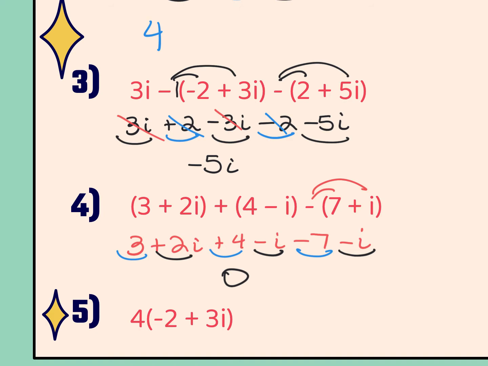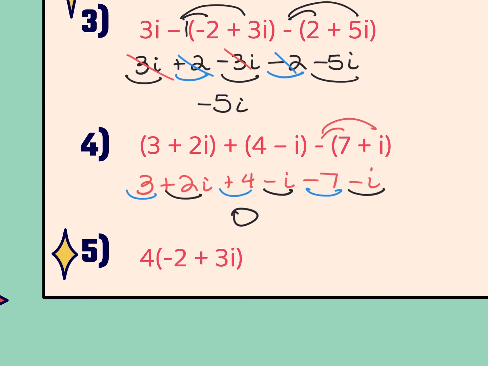The next one, I'm just doing distributive property. Again, just treat it as if it were an x, a variable. So I would distribute the 4 to the negative 2. I get negative 8. 4 to the 3i, and I get 12i. And I'm done. Can't combine them. They're not like terms.